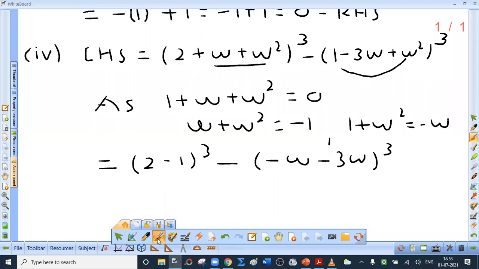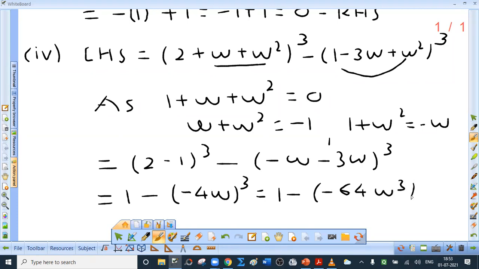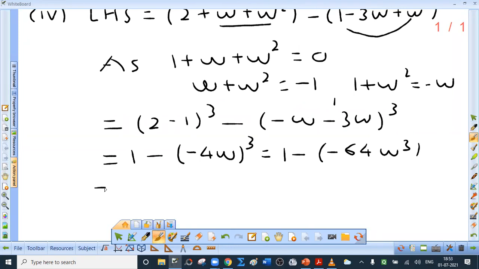Now what is 1 cube? 1 cube is 1, minus. Now minus omega minus 3 omega, so I will write minus 4 omega cube. You have to be very careful about the signs. What is the cube of minus 4 omega? It is minus 64 omega cube. Open the bracket. So 1 minus minus, plus 64. And what is omega cube? Omega cube is 1. So this is 65. Yes, same as the right hand side.